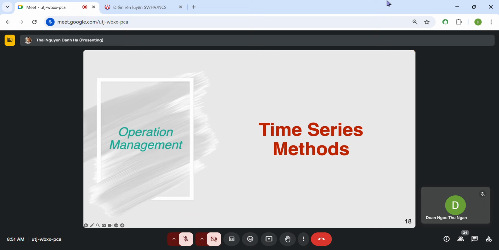Okay, let's move to the first quantitative method. We call that the time series method. The time series method is a statistical technique that uses historical data. Just remember that we need to have the historical data accumulated over a period of time. It helps us predict the future based on the historical data. Sometimes we call that the historical data method, or the time series method.